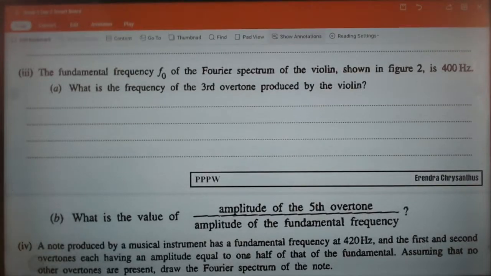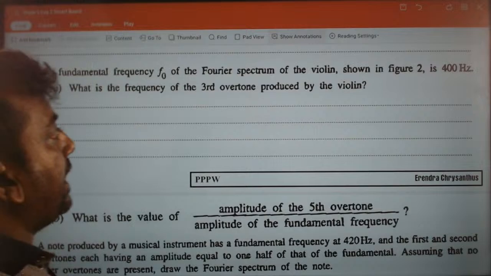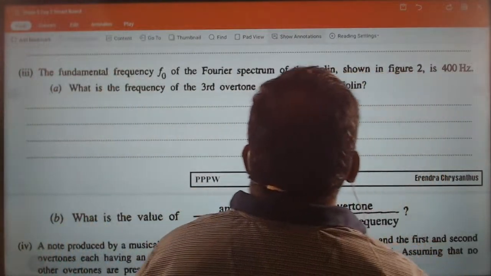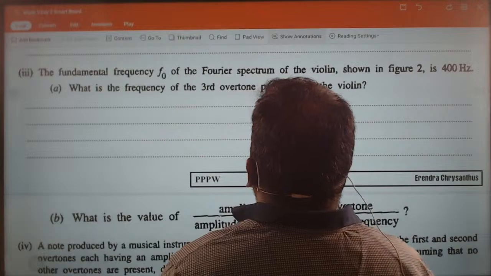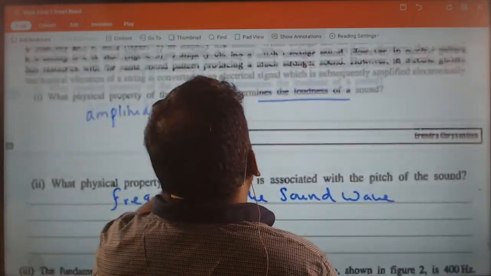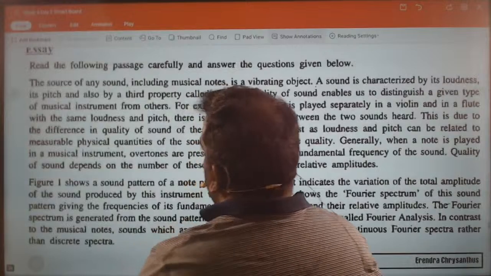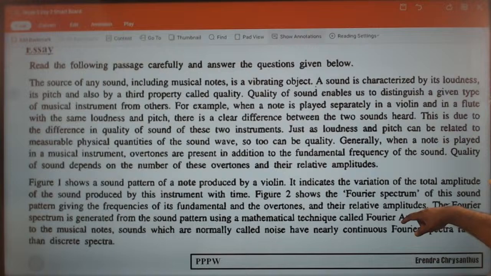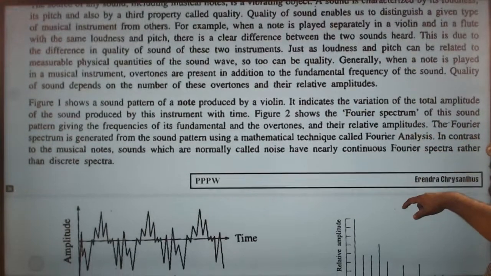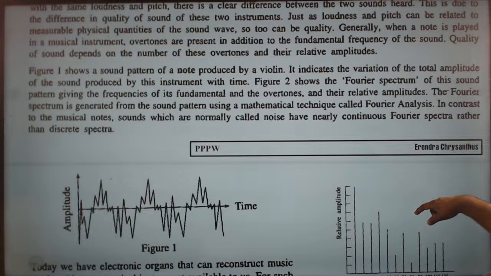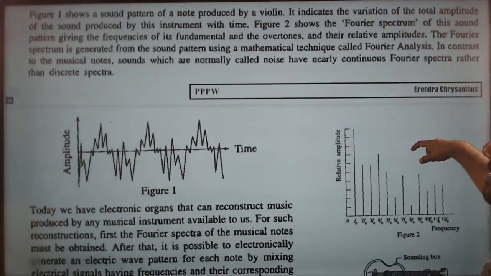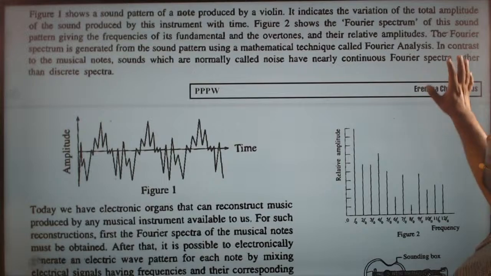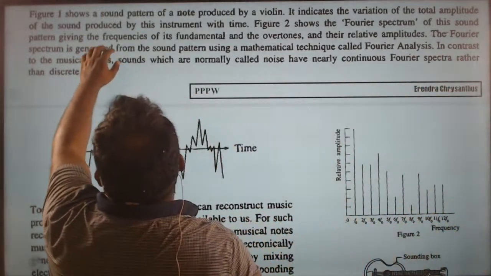The fundamental frequency F0 of the Fourier spectrum of a violin, shown in figure number 2, is 400 Hz. What is the frequency of the third overtone produced by the violin? Right. Go back and now read this. Figure 1 shows a sound pattern of a violin. It indicates the variation of total amplitude of sound produced. Figure 2 shows the Fourier spectrum of the sound and the given frequencies of its fundamental and overtones and their relative amplitudes. The Fourier spectrum is generated from the sound pattern using a mathematical technique called Fourier analysis.